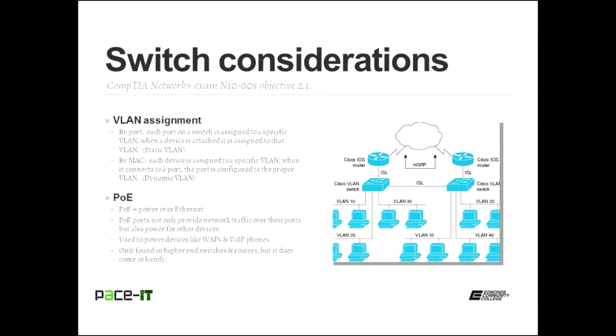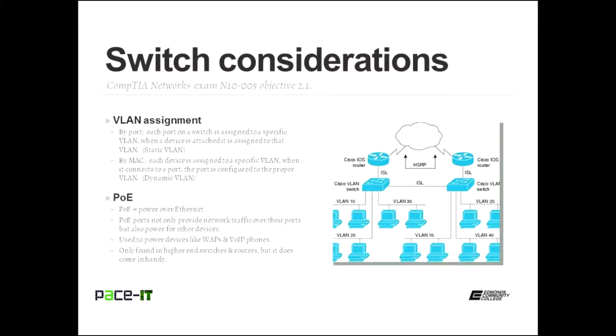Now let's talk about VLAN assignment. On a managed switch, you can assign VLANs by port. That means that each port on the switch is assigned to a specific VLAN. And then when a device is attached to that port, it gets assigned to the VLAN that the port has been assigned to. That is called a static VLAN.